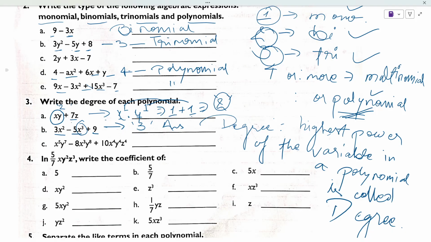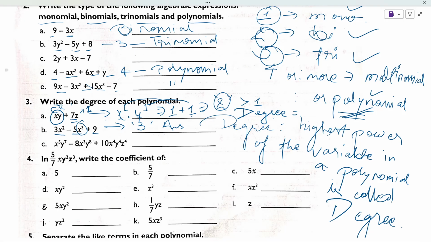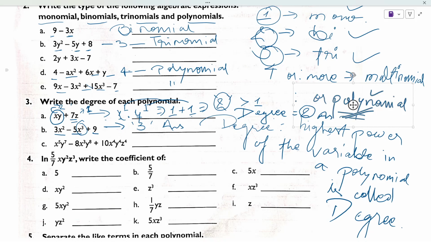Likewise, if we check the power of the second term 7z, 7 is a constant, no need to worry about that. If we check the variable z, what power does it have? 1. Now if we compare collectively as terms, xy has power 2 and 7z has power 1. Out of the two, which one is highest? 2, obviously. So in that way, we decide the degree of this polynomial as 2. So that will be the correct answer for part A.